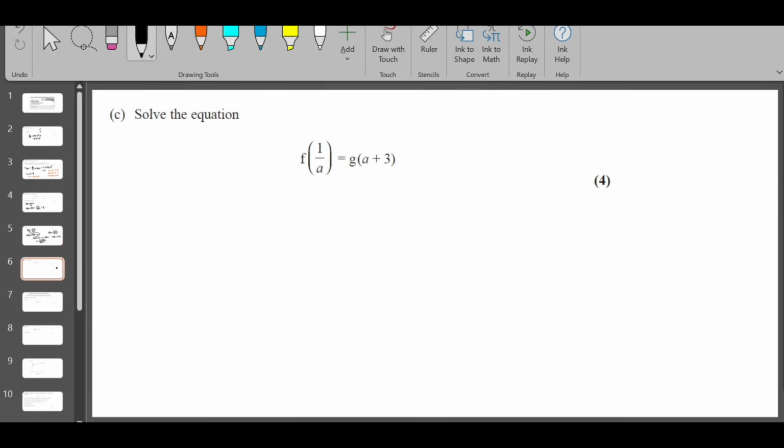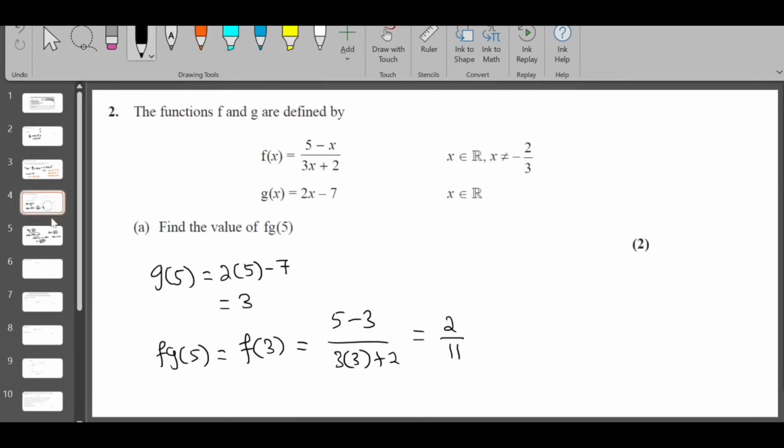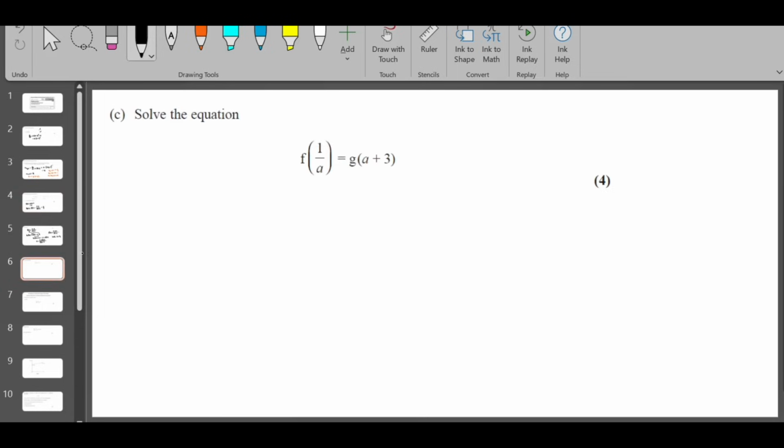Part C, solve this equation. Okay, we know f of x. In f of x, replace x by 1 over a. So 5 minus x over 3x plus 2.